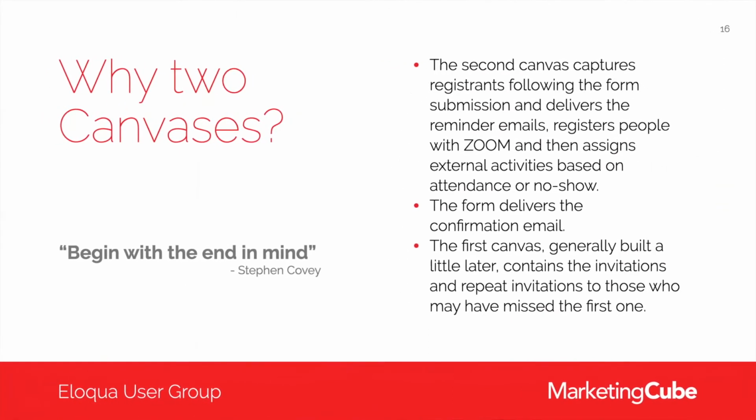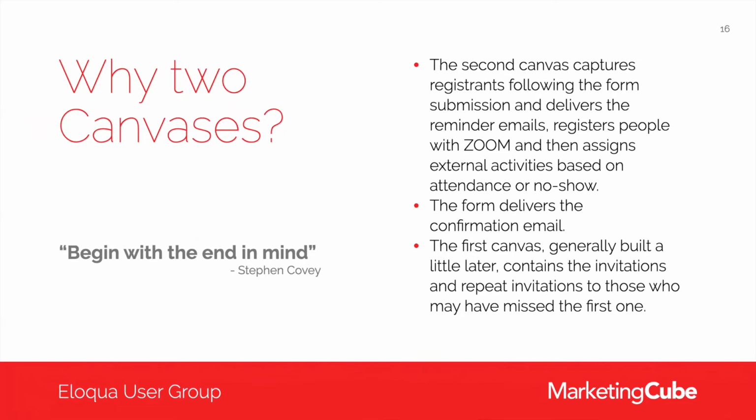Why 2 canvases? Okay, so strictly speaking, you don't need to do 2 canvases. I just find it's a little bit easier. Let me explain why. So we have 2 canvases. Canvas number 1 is the one that issues all of the emails and invitations to people and drives them to the registration page. Canvas number 2 is populated only by form submission. So once people register for the user group, we use the form processing steps to push them onto canvas number 2.